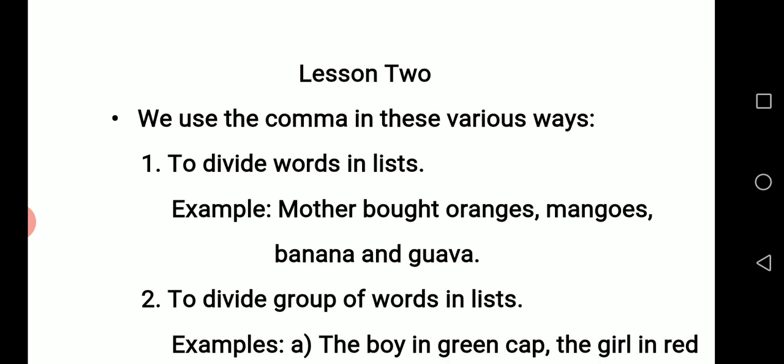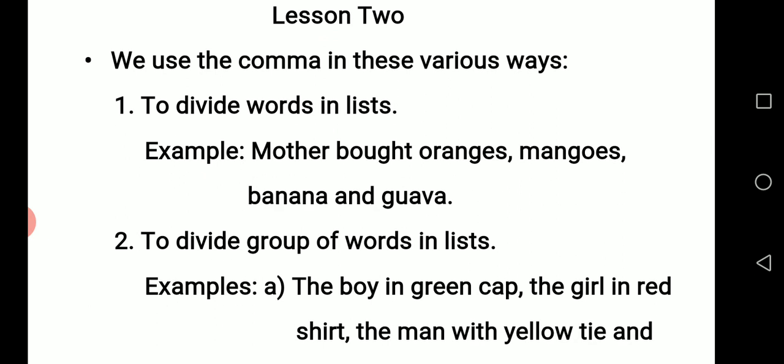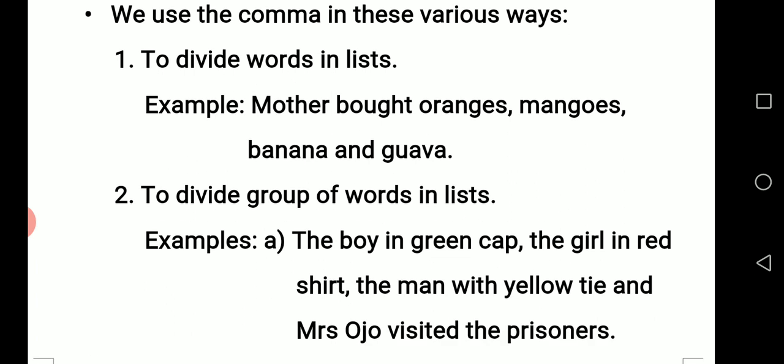2. We learned that we use the comma to divide groups of words in lists. For example, the boy in green cap, the girl in red shirt, the man with yellow tie, and Mrs. Ojo visited the prisoners. That's without the insertion of comma.